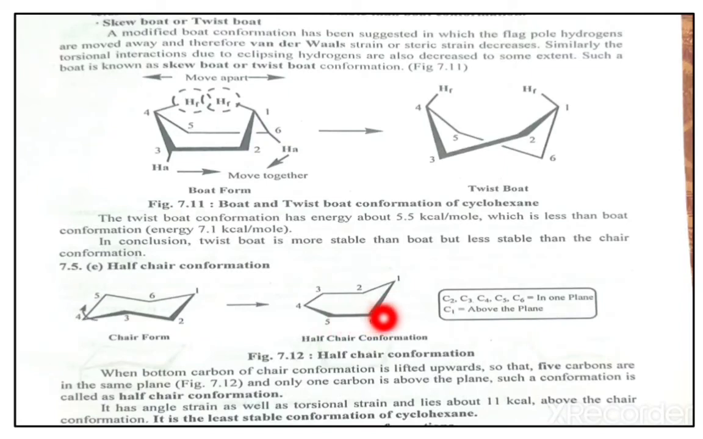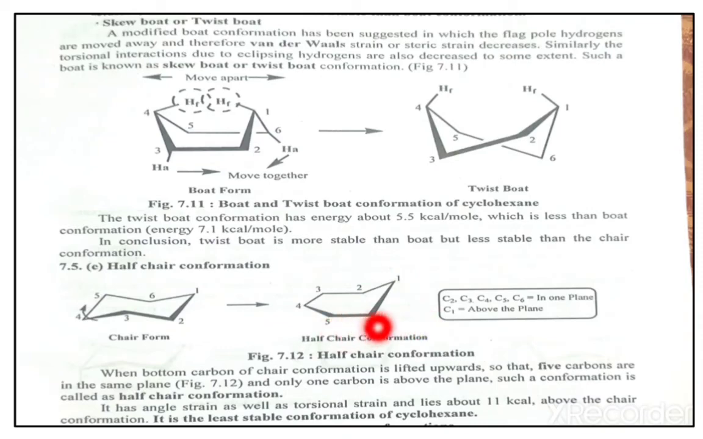Now in the half chair conformation, the carbon atoms C2, C3, C4, C5, C6 are in one plane, while the C1 carbon atom is above the plane. When the bottom carbon of the chair conformation is lifted upwards, so that five carbons are in the same plane and only one carbon atom is above the plane, such a conformation is called the half chair conformation.